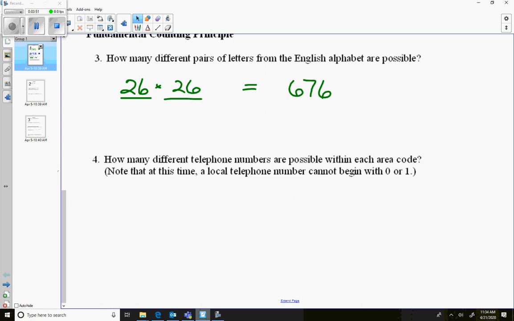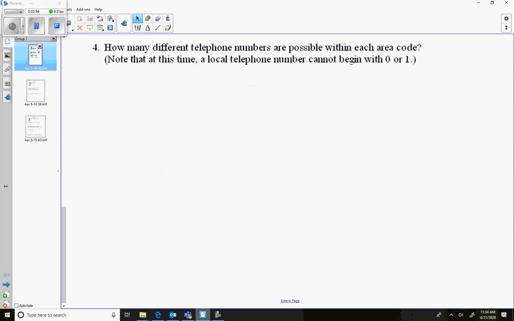Number 4. I like these types of problems. How many different telephone numbers are possible within each area code? Note that at this time, a local telephone number cannot begin with 0 or 1. So, within your area code, okay, our area code here is 936. Now, some of you may not even have that, but generally that's our area code. Then, how many digits are left over for the telephone number? There should be 7. So we're going to have 7 blanks.